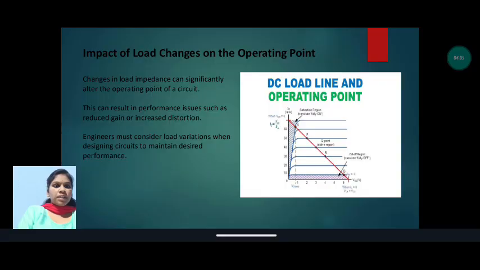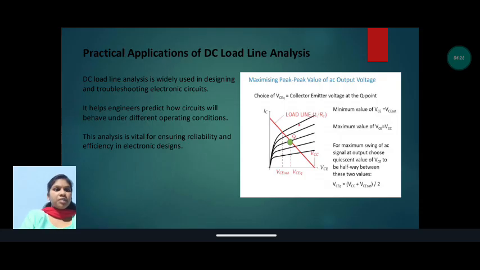Impact of load changes on the operating point. Changes in load impedance can significantly alter the operating point of a circuit. This can result in performance issues such as reduced gain or increased distortion. Engineers must consider load variations when designing circuits to maintain desired performance.